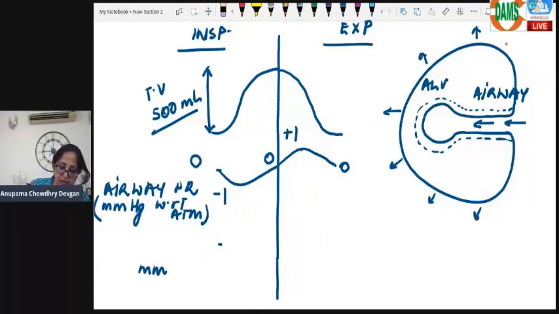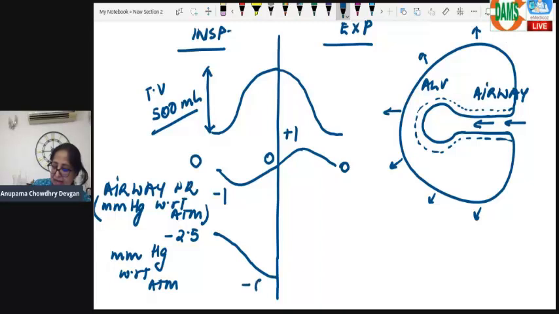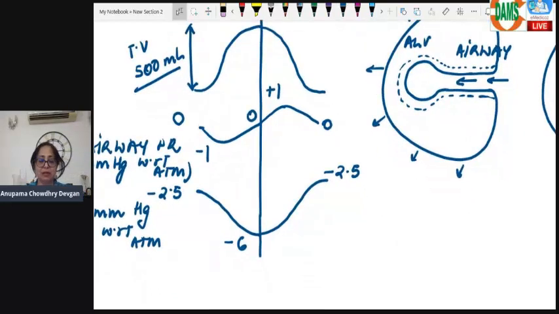Pleural pressure is, we've already done that. Pleural pressure is minus 2.5 millimeters of mercury with respect to atmosphere. And this becomes minus 6 at the end of inspiration and back to minus 2.5 at the end of expiration. So these are the changes which happen in the pleural pressure and the alveolar or the airway pressure.